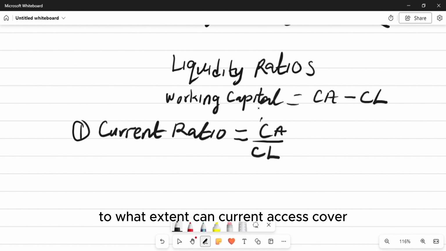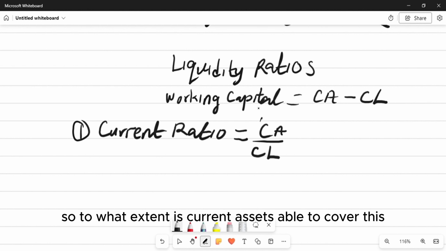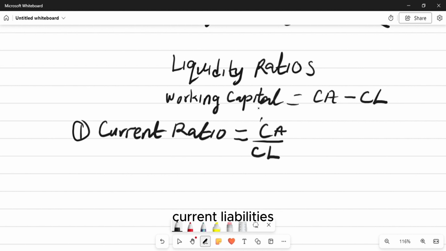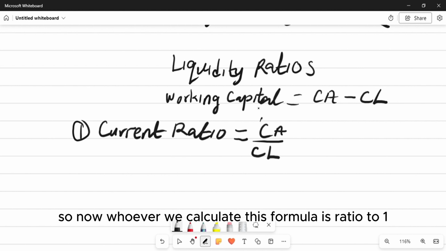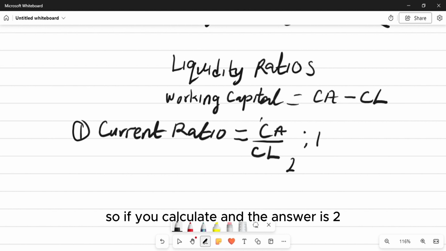To what extent can current assets cover current liabilities? Because we know that in the short term, current assets are what is used to pay off current liabilities. So to what extent are current assets able to cover these current liabilities? Whatever we calculate, this formula is expressed as a ratio to 1. So if you calculate and the answer is 2, we know that the answer is 2 to 1. If you calculate and the answer is 1.2, we know the answer is 1.2 to 1.